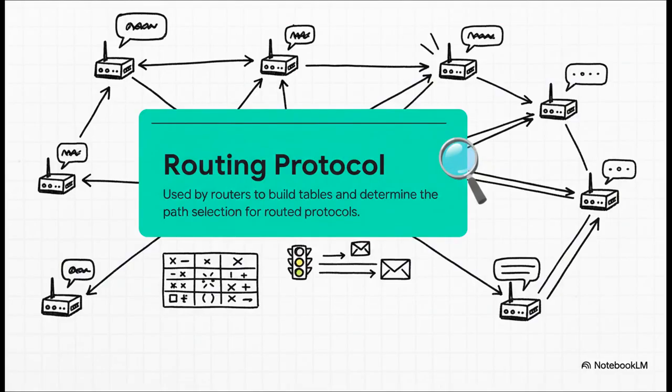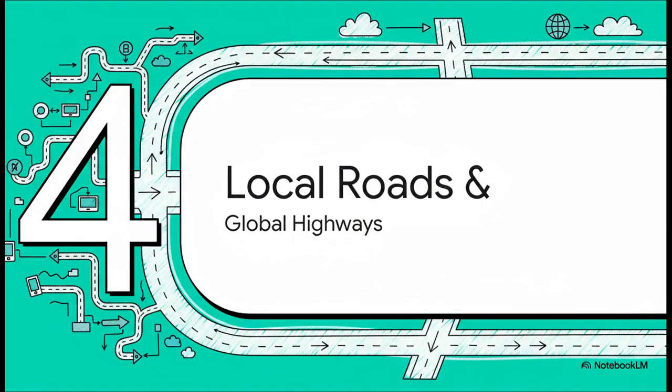So to be super clear, routing protocols don't actually carry your data. Not at all. What they do is carry information about the network itself. This lets the routers, which are basically the traffic cops of the internet, make really smart decisions. These routers are constantly chattering with each other, building and updating their own internal maps of the internet, what we call routing tables.